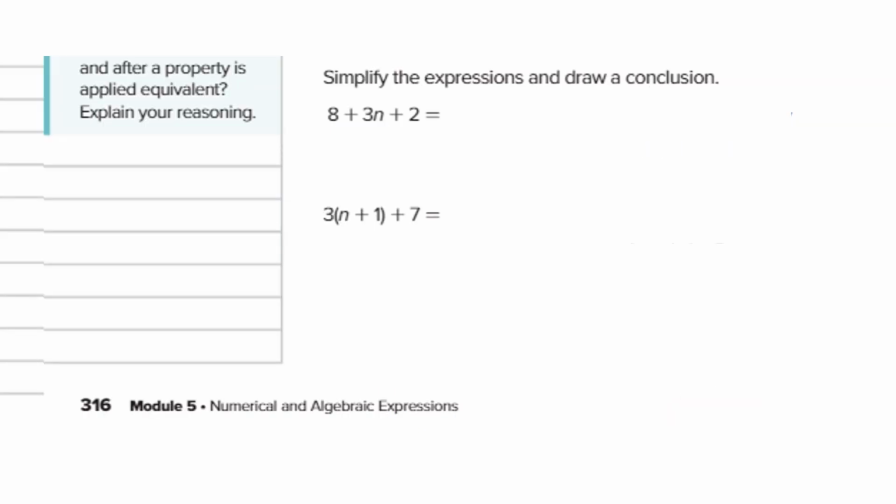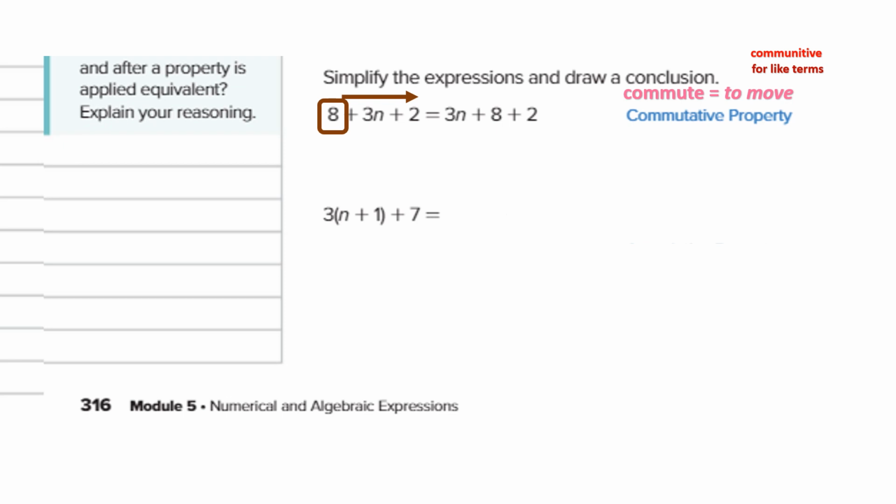So what about this one? It says to simplify the expressions and draw a conclusion. Are they equivalent? Are they not equivalent? Once again, I'm going to combine like terms. So the first thing I'm going to do is use my commutative property. And once again, to commute means to move. So I want to put my like terms together. I have some constants there, right? So if I have an 8 and I have the 2, those are constants.